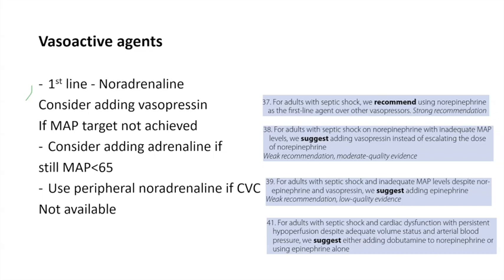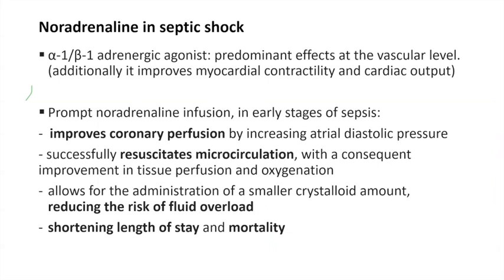But when using dobutamine and adrenaline, you have to keep in mind the unwanted side effects of these agents, which include risk of tachyarrhythmias, specifically with dobutamine and adrenaline. A little bit more about noradrenaline. It's the popular agent, an alpha-1 beta-1 adrenergic agonist with predominant vascular level effects, but also has some effects to improve myocardial contractility and cardiac output.